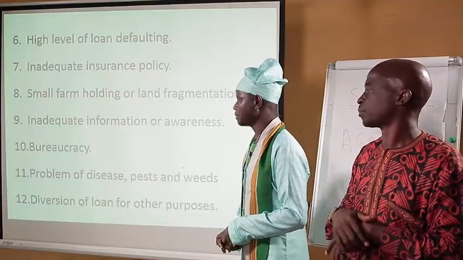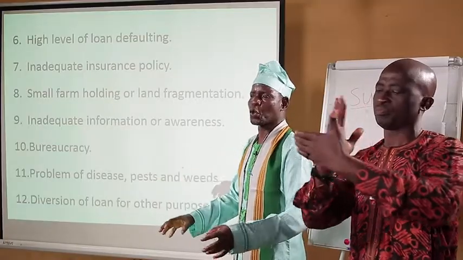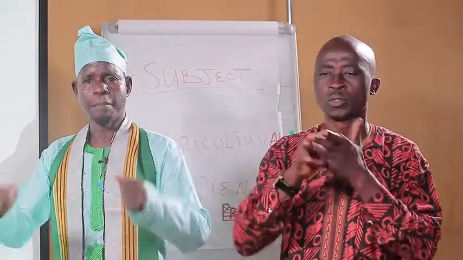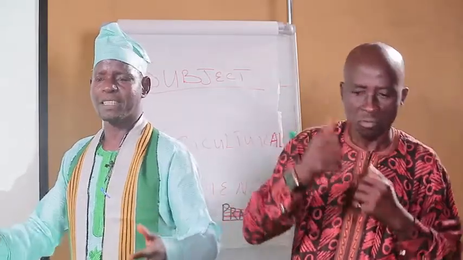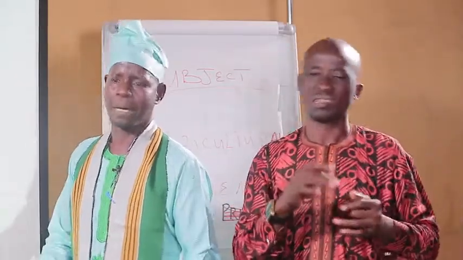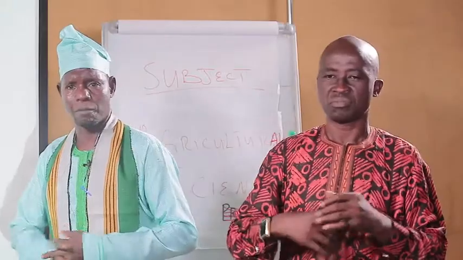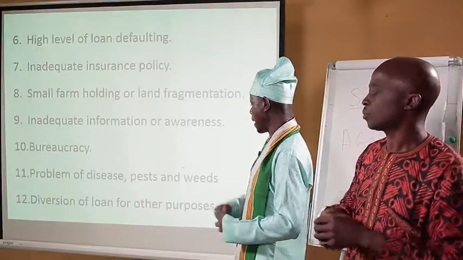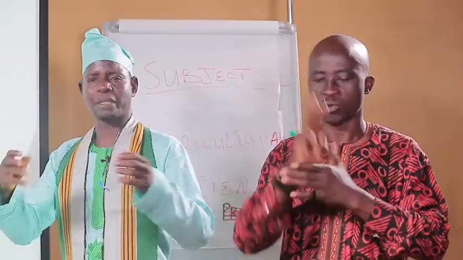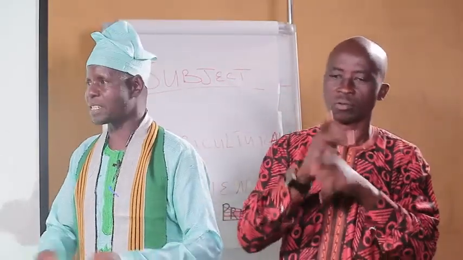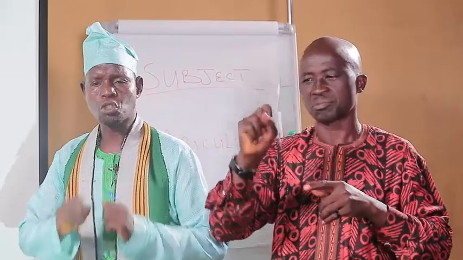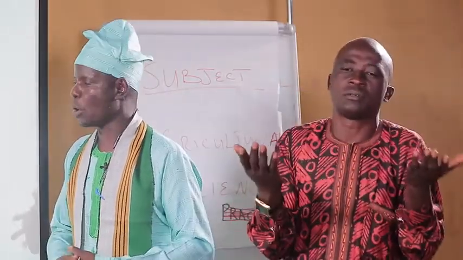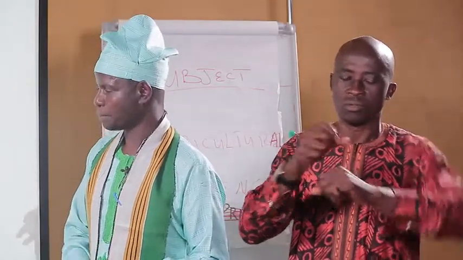Then bureaucracy. There are many protocols before you collect loan. Come tomorrow, fill this, bring a guarantee form. All these discourage an illiterate farmer, and he will dump the idea of obtaining a loan. Then number 11, problem of disease, pest, and weeds. After you may have collected a loan, pest, disease will destroy your crops. How will you pay back? Moreover, if there is no insurance cover.